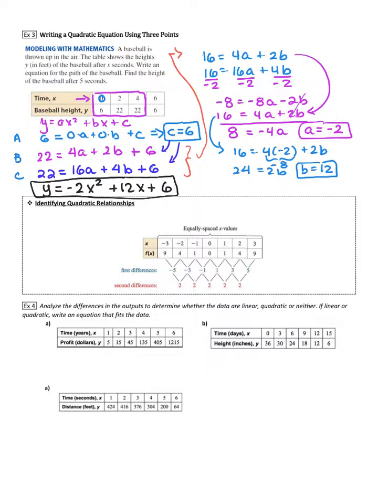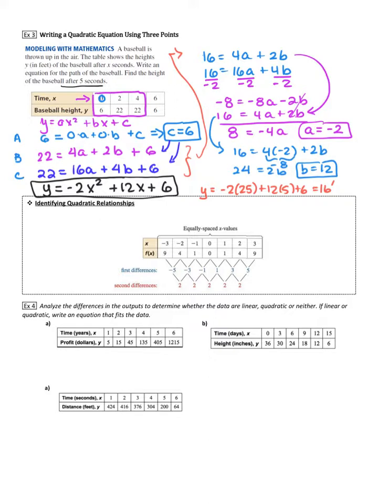And then they did ask, find the height of the baseball after 5 seconds. So that's just plugging in when x is 5. So -2 times 5 squared plus 12 times 5 plus 6. So you have -50 plus 60. That's 10 plus 6. So that's going to be 16 feet. Okay? All right, so there's 3 examples.